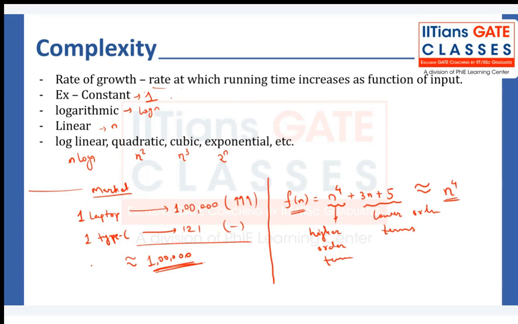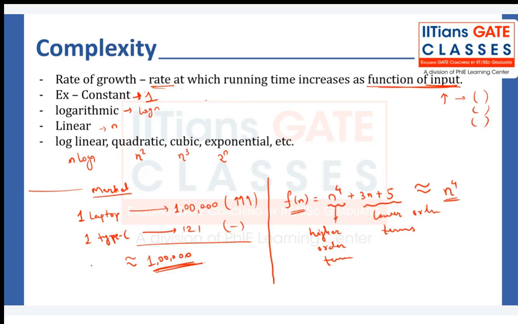Okay, single operation, correct. Or could we not say, what do we define rate of growth as? The running time as a function of input, right? So basically, as the input grows, we are telling how the function or the algorithm or the process will grow, right?